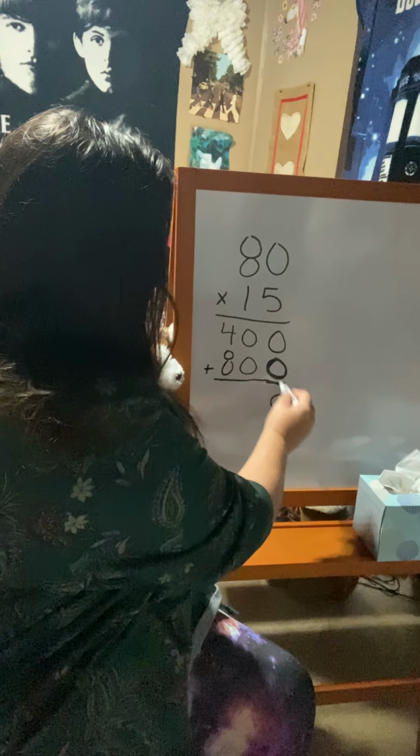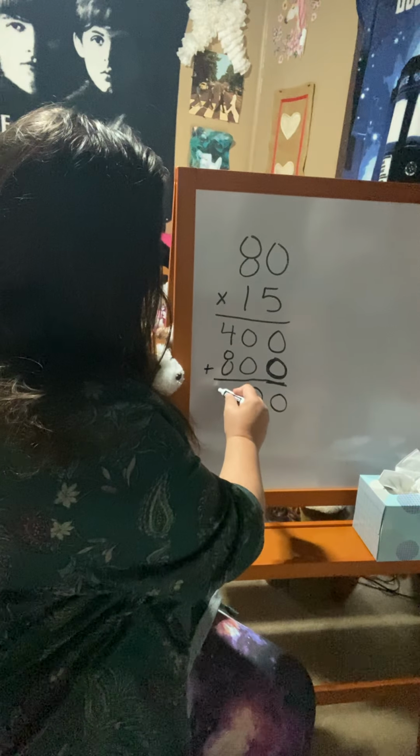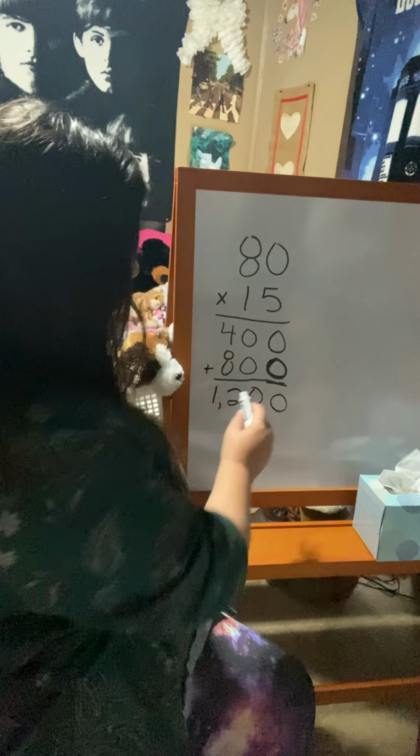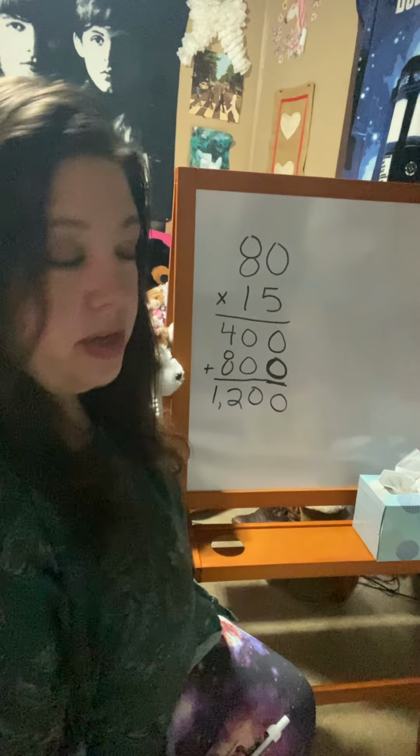0 plus 0 is 0. 0 plus 0 is 0. 4 plus 8 is 12. Put in your comma, and your whole answer is 1,200, or sometimes we say 1,200.